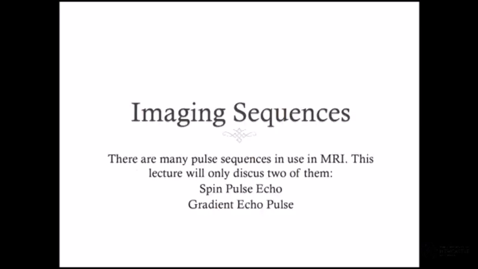So in MRI, there are many pulse sequences that are in use. The two most common would be the spin echo pulse sequence and the gradient echo pulse sequence. The great thing about MR is that just when we think that we've come to the end of what we can do with it, someone will find a new phenomenon that we can investigate.